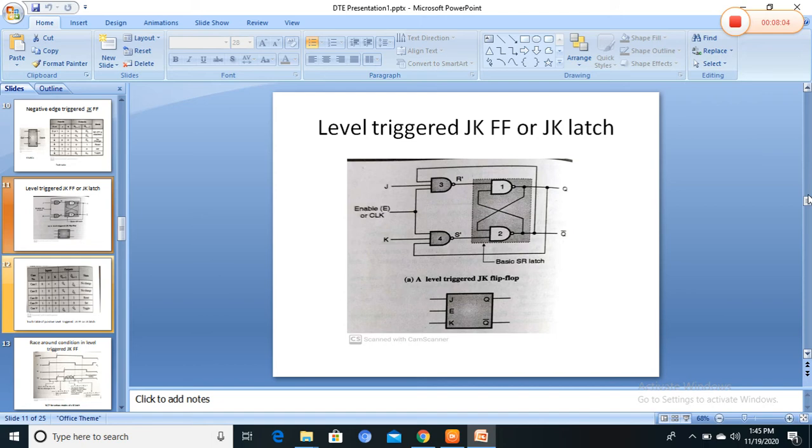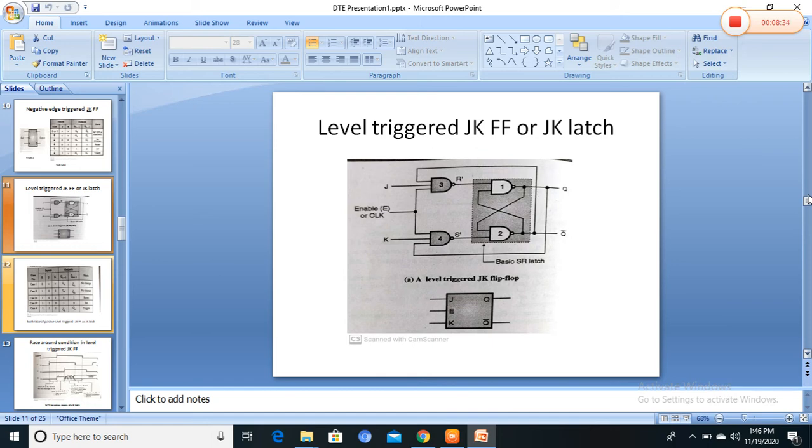When enable is 1, J is equal to 0, K is equal to 1, the output is 0, 1, that is the reset condition. When enable is 1, J is equal to 1, K is equal to 0, the output Q and Q bar is 1 and 0, so that is the set condition. When enable is 1, J is equal to 1, K is equal to 1, the outputs are in toggle mode, Q and Q bar toggle, and that condition is called the toggle condition.